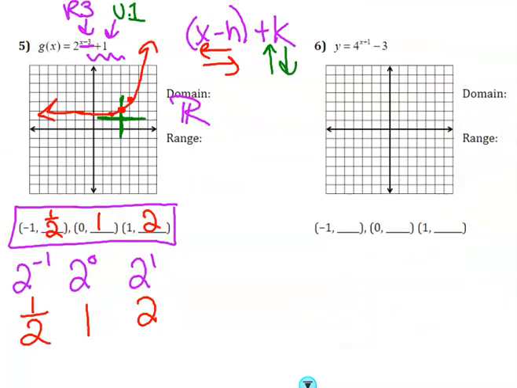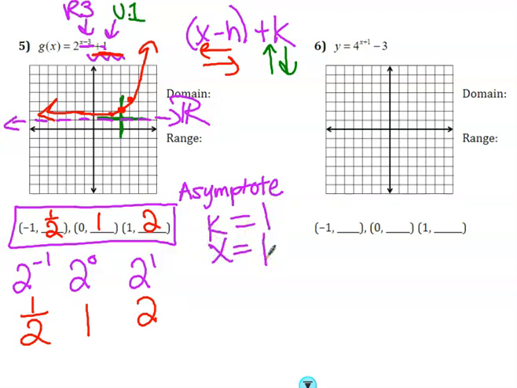All right, so the K tells us what to do. So the K is plus 1. So my asymptote is at 1, so it cannot cross the 1. So the asymptote is your K. Your K is the plus or minus. If there's nothing there, it's 0. So your K is 1, therefore your asymptote is 1. What does that do? Well, that affects the range. So instead of y being greater than 0, it is y is greater than 1.